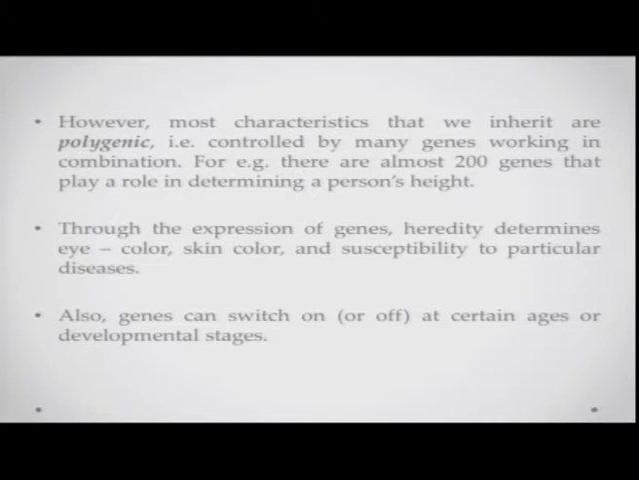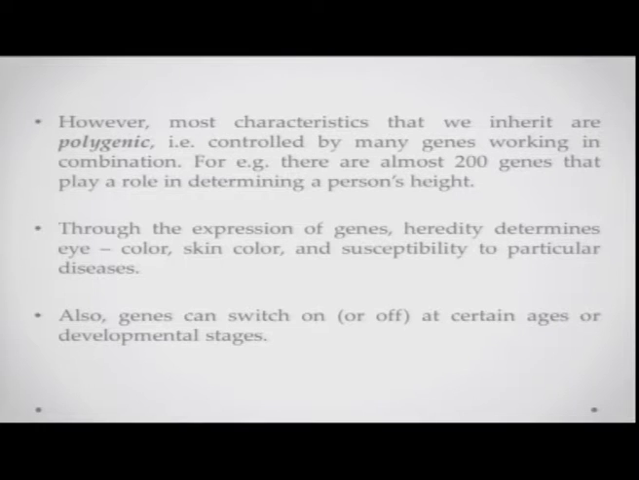Now as I was saying, most characteristics that we inherit are polygenic, and they are controlled by many genes in combination. For example, there are almost 200 genes that play a role in determining a person's height. Through the expression of genes, heredity determines your physical characteristics like eye color, skin color, and susceptibility to particular diseases. Also genes can switch on or switch off. What does switch on or switch off mean? It is a chronological instruction. At particular times the gene might manifest itself, and at a later age the gene might not manifest itself. So this is some information about how genes work.